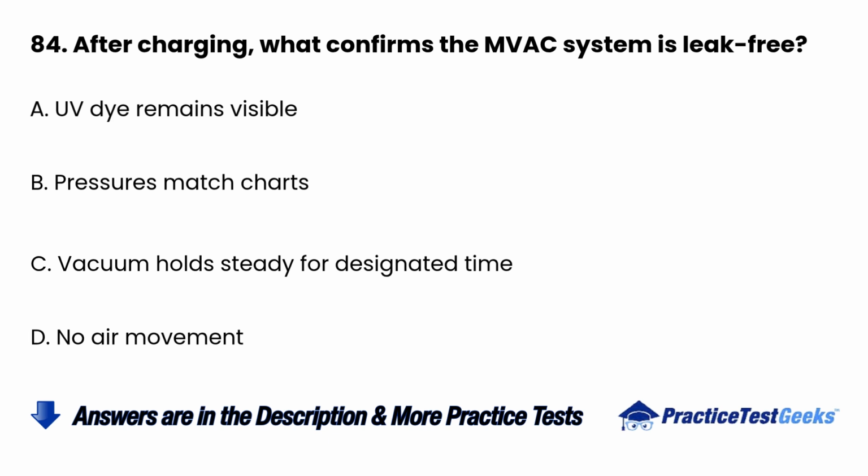84. After charging, what confirms the MVAC system is leak-free? A. UV dye remains visible. B. Pressures match charts. C. Vacuum holds steady for designated time. D. No air movement.